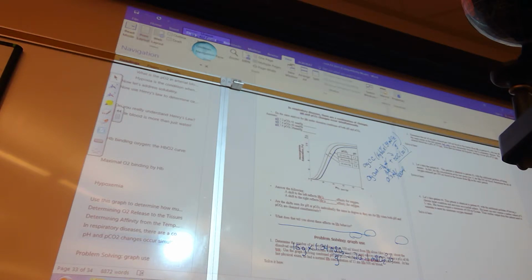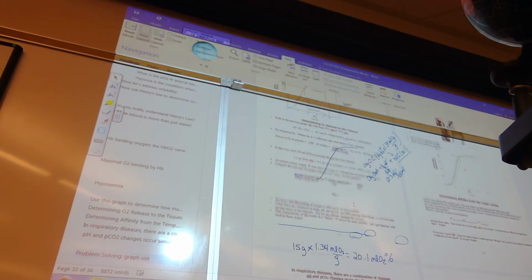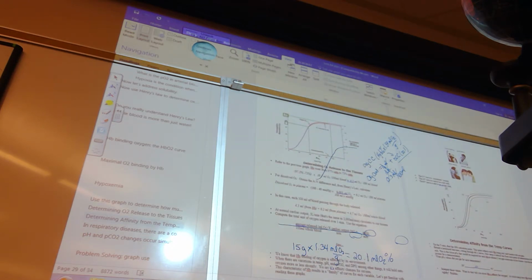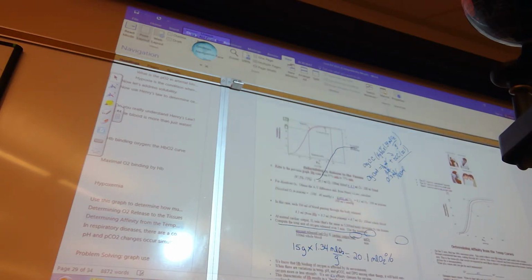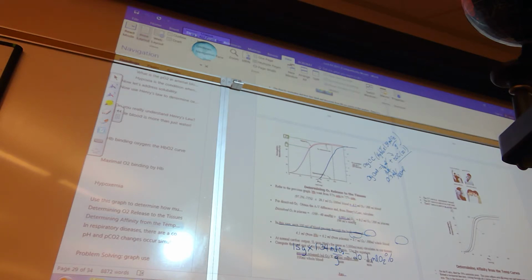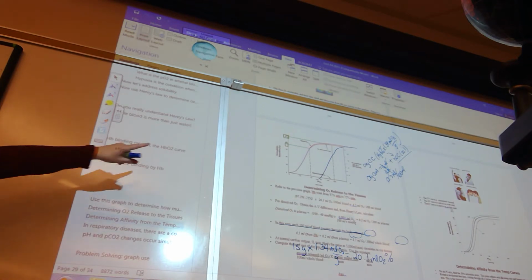And this is a right-shifted curve. So if you thought you could use that same picture, that's normal conditions. That's not hypercapnic acidotic. So you couldn't even use that even if you wanted to. So what do we see? What do we have to do?